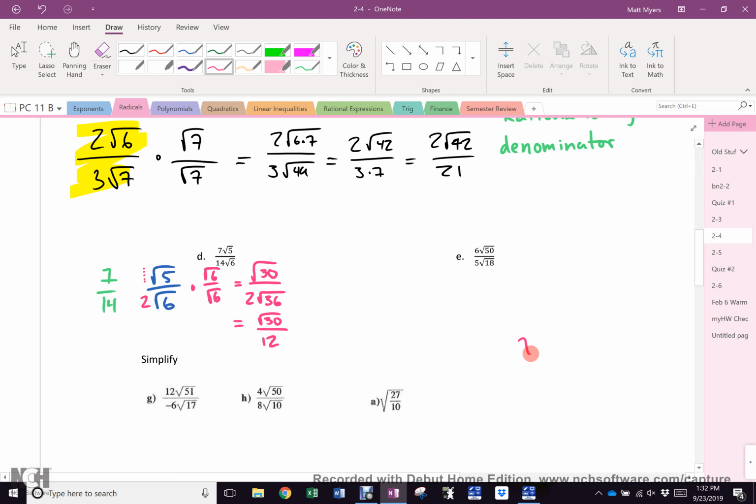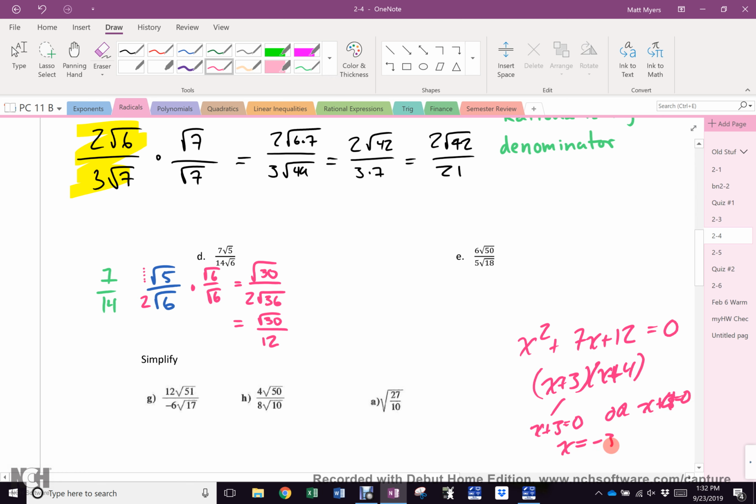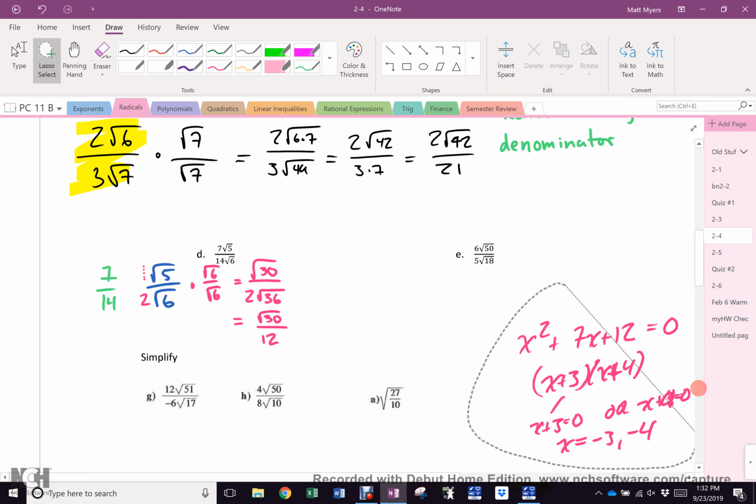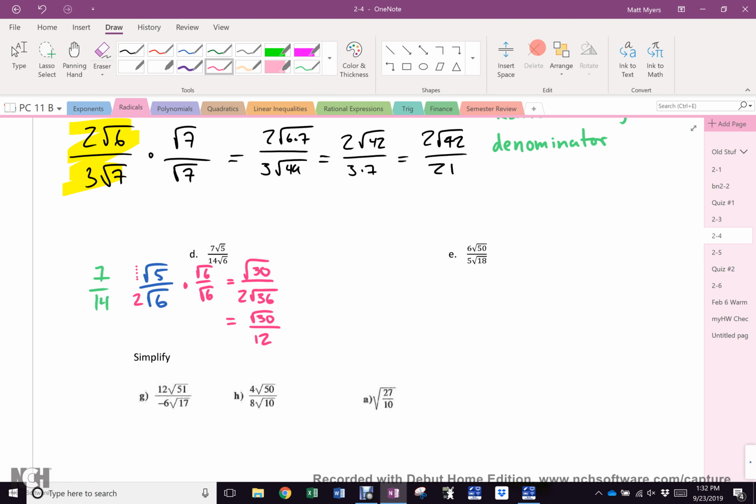Well, that is this. And instead of factoring that, it equals 0. So, of course, that's x plus 3, x plus 4, and then either x plus 3 has to equal 0 or x plus 4 has to equal 0. So x is either negative 3 or negative 4. But you have all seen that.